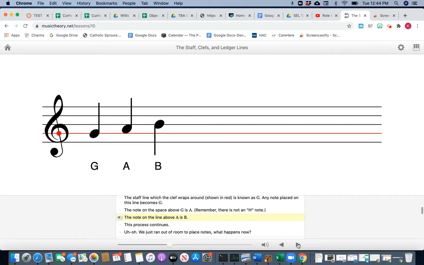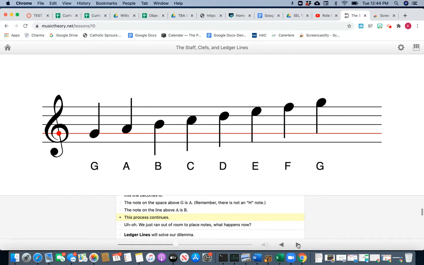Okay, the next line after that would be the letter B. And then after that, we would have letter C. If you guessed it right, it would be letter C. The third space of the treble clef would be letter C. And this process continues, and you can see how we go straight through our alphabet. Okay, so that second space starts on A, and we just go all the way through.